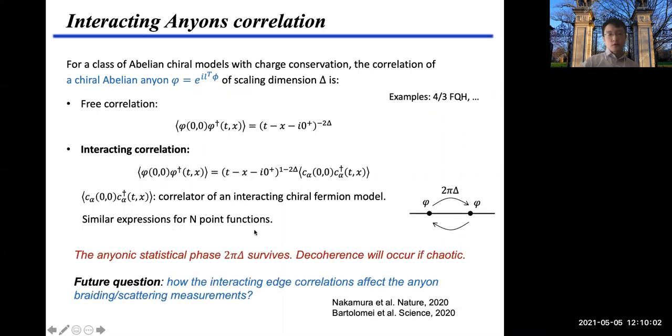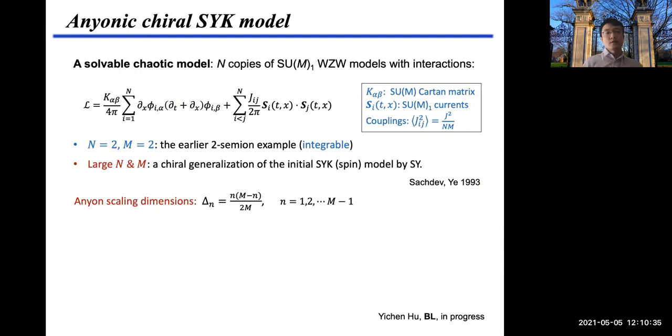Similarly, the expression generalizes to n-point functions. But one interesting thing to note is that if you exchange these two correlators, you still get a 2 pi delta statistical phase. So the anyonic statistical phase remains robust, but decoherence could occur if the system is chaotic. One of the future questions is how the interacting edge correlations could affect the anyon braiding and scattering measurements, like those recently done in anyon braiding detections.